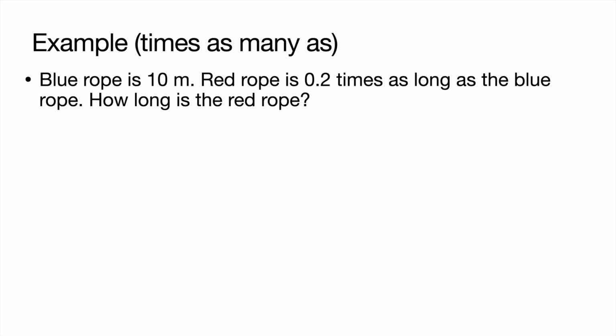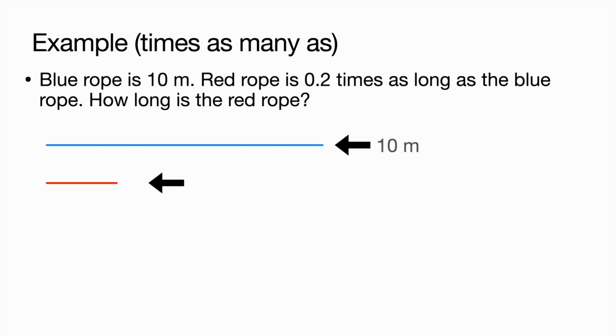We can draw the picture as follows. First, we have the blue rope and the red rope. We know the blue rope is 10 meters, so this is 10 meters. For the red rope, it's 0.2 times the length of the blue rope. So it's 0.2 times 10, which is the length of the blue rope. So that will equal 2 meters. So this will be the answer for the length of the red rope.